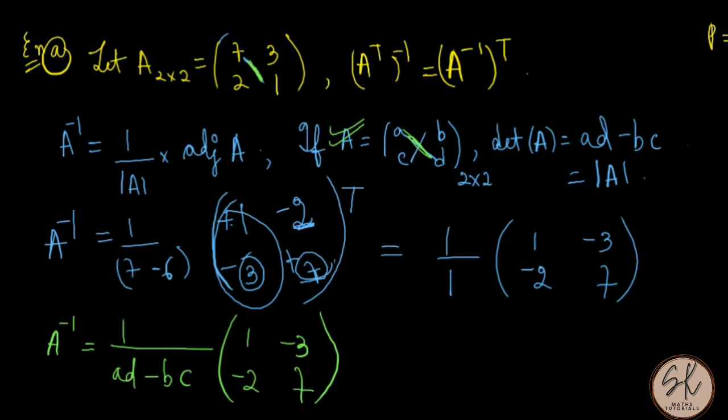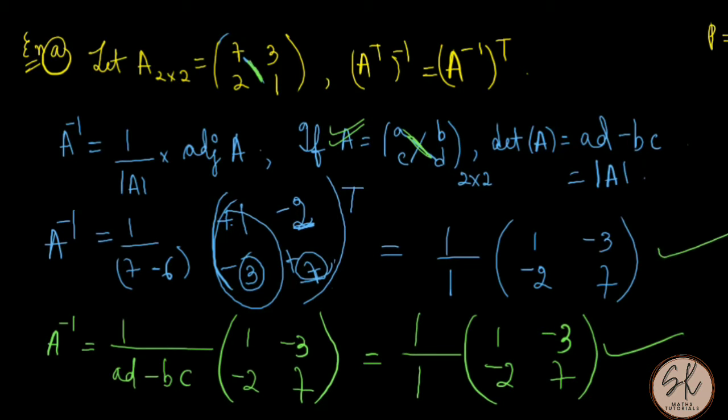Okay, so this is equal to 1 by AD minus BC, that is 7 minus 6, which is 1, and this is 1 minus 2 minus 3, 7. Okay, see, we got the same thing. Either you use the classical method or you use the short trick. Both will give you the same thing, but this will give you the answer in lesser time.